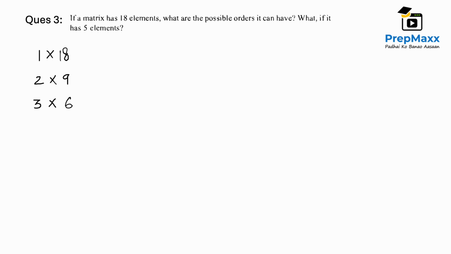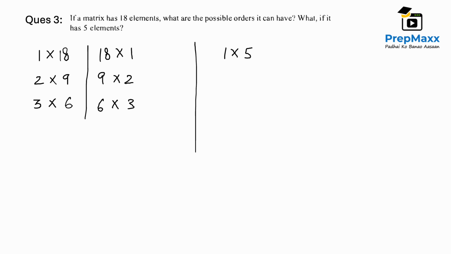Then we have again 18 rows and 1 column possible, 9 rows and 2 columns are possible, and 6 rows and 3 columns are possible. So there are 6 possible orders for a matrix which has 18 elements. Similarly, if a matrix has 5 elements, then 1 row and 5 columns are possible, or 5 rows and 1 column are possible, right? So this is the solution for question number 3.